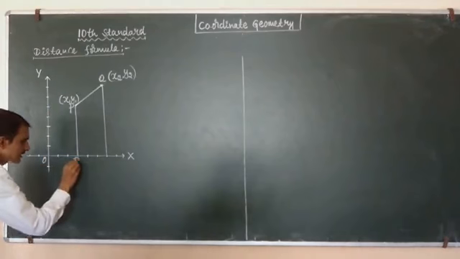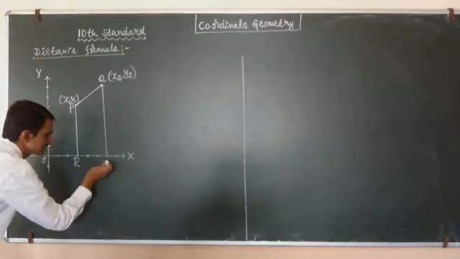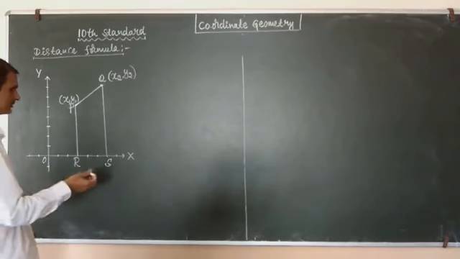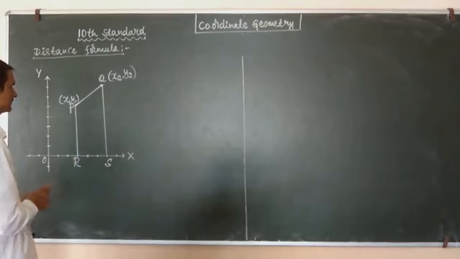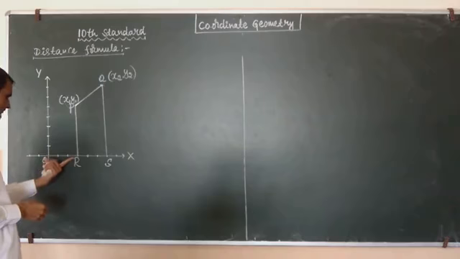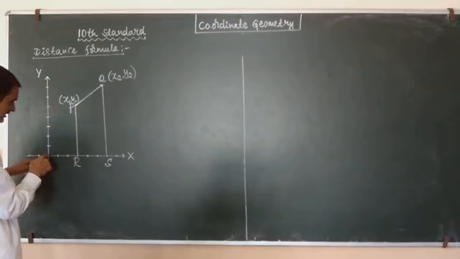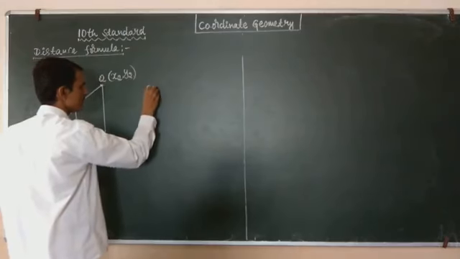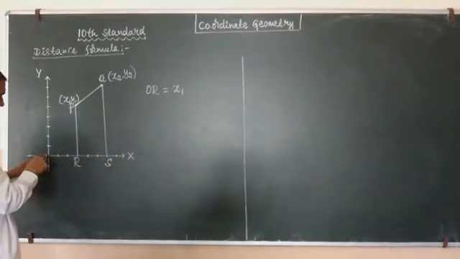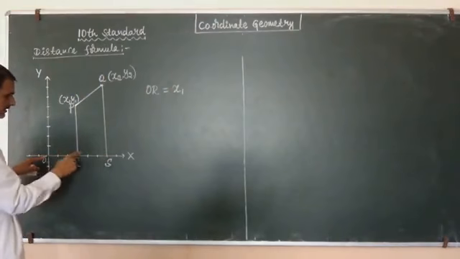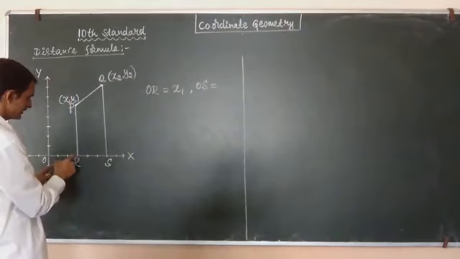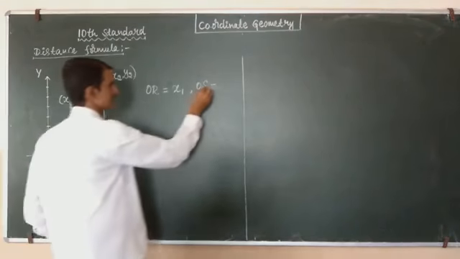All these points are R and S. Now students, if you observe, so by observing this, we will write the points. The length of OR, so that means the distance from O to R, OR is equal to x1. Let it be x1. Similarly, the length of OS is x2 because these two points lie on the x-axis only. So OS equals x2.